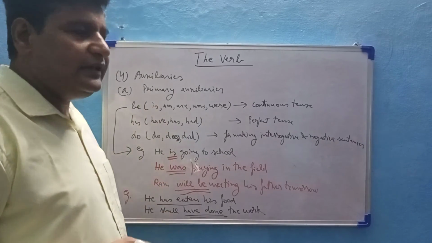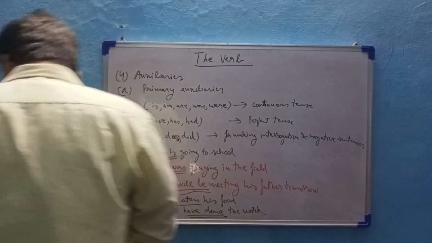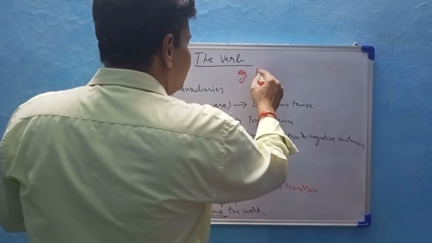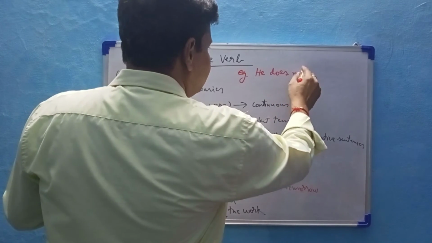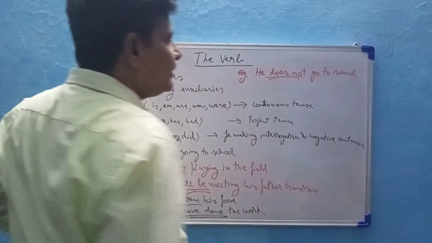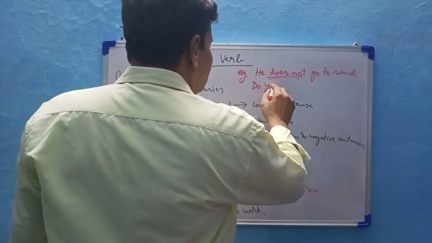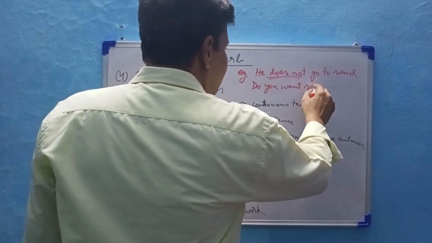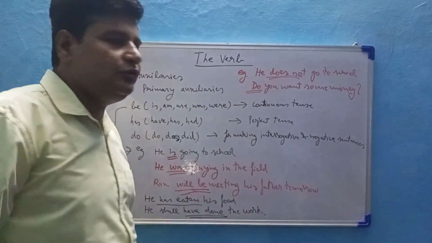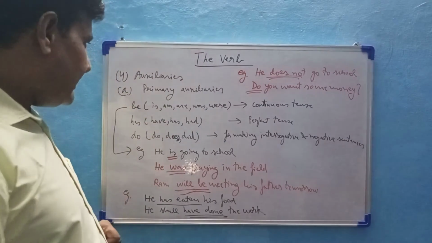Now do, does, did. These are used for making interrogative or negative sentences. How these are used, see the example. He does not go to school. Here we can see that does has been used to make the negative sentence. Do you want some money? Here you can see that do is used for making the interrogative sentence. So with this we have understood what are primary auxiliaries.